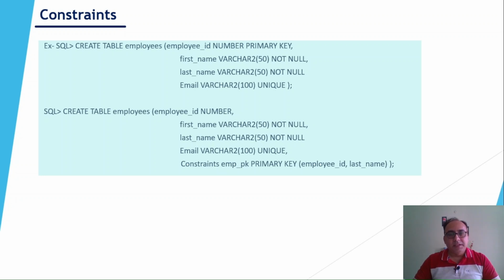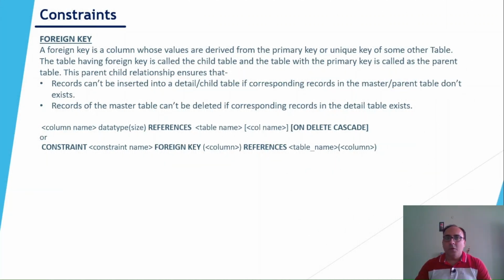Okay, so this is about primary key, which always gives unique information and cannot store null values. And again, one table will hold only one primary key. Next we have foreign key.